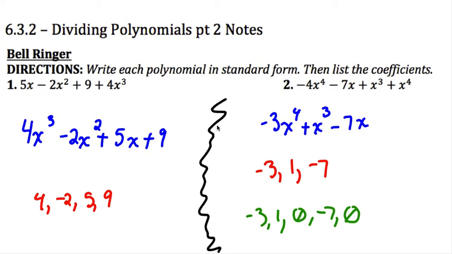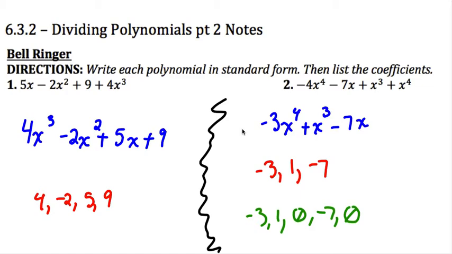Section 6.3, Part 2, dividing our polynomials. This process is going to be synthetic division. Before we start, I just wanted to go over some things that we need to have. First of all, we need to have our polynomials in standard form, and then we just need to be able to list the coefficients.